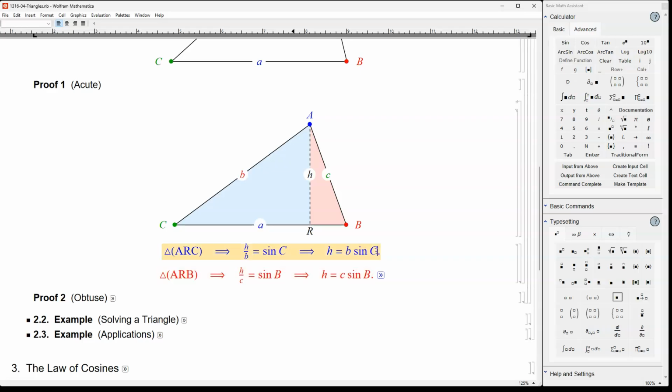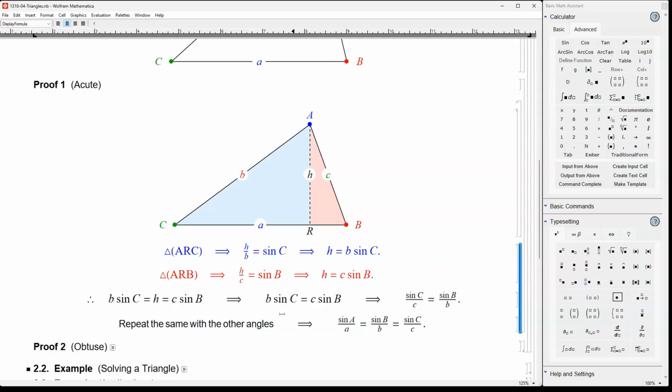So h is b sine of C, and that's equal to c sine of B. These two must be equal to each other, as you can see here, since they're both equal to h. So b sine of C equals c sine of B. All right, and then divide both by b times c, we get the desired result: sine of capital C over small c equals sine of capital B over small b.